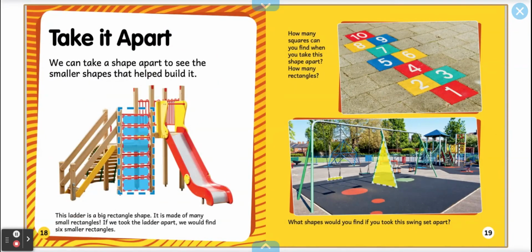Take it apart. We can take a shape apart to see the smaller shapes that helped build it. This ladder is a big rectangle shape. It is made of many small rectangles. If we took the ladder apart, we would find six smaller rectangles. How many squares can you find when you take this shape apart? How many rectangles? What shapes would you find if you took this swing set apart?